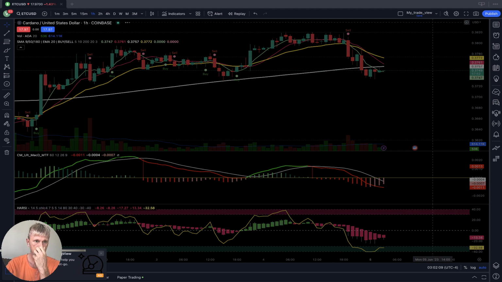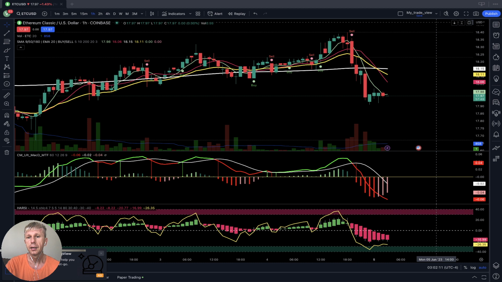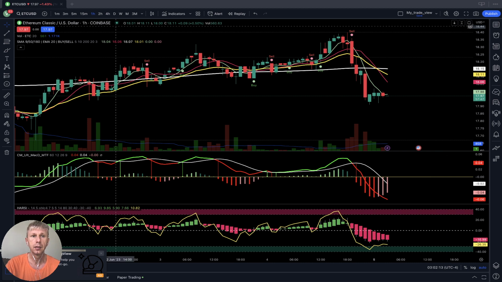Let's move now to Ethereum Classic. Ethereum Classic, let's start with the daily time frame.